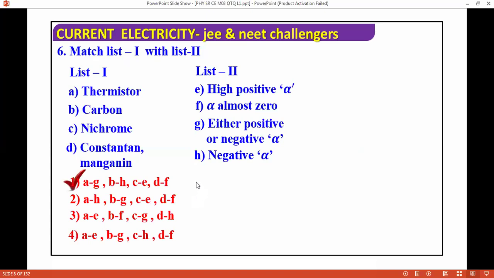So here the answer key will be the first one. Thermistor may be positive or negative. If you talk about carbon, alpha is negative. And nichrome, its alpha is very high. That's why we use it at high temperature. If you talk about constantan or manganese, alpha is almost 0.